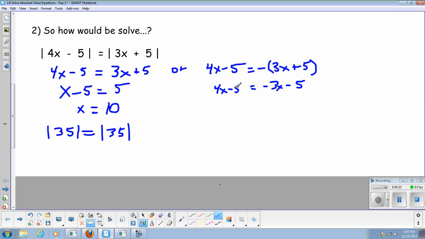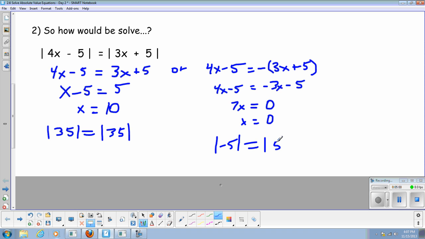And now I'm back to solving the equation. So I'm going to take a couple of shortcuts on you here. 4x, and I will add 3x to both sides, so I get 7x. If I add 5 to both sides, I get 0 over on the right side. Divide by 7 on both sides, x equals 0. Now if I check that for my absolute value work, the absolute value of 4 times 0 minus 5, 0 minus 5 is negative 5, equals 3 times 0 is 0. 0 plus 5, that is 5.